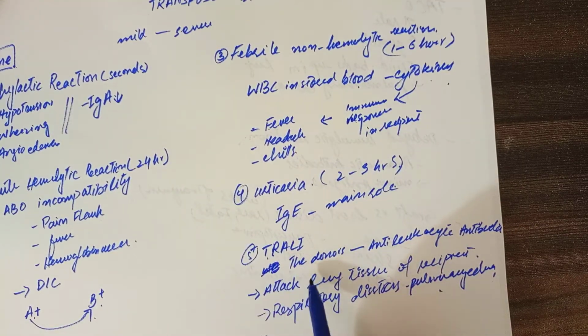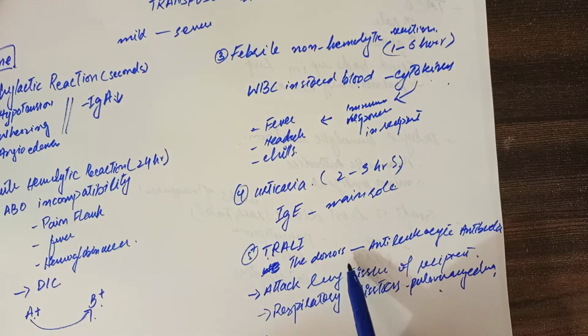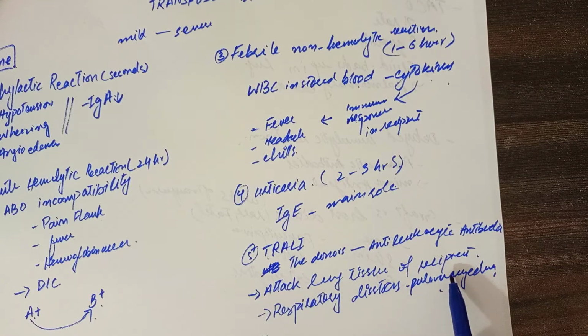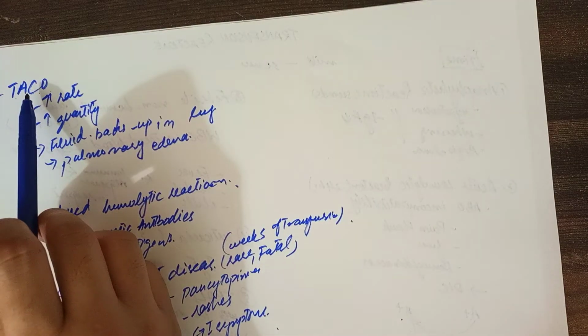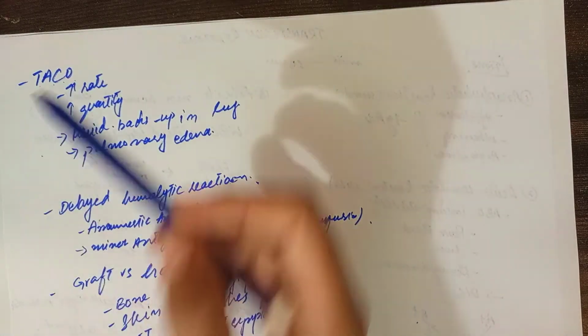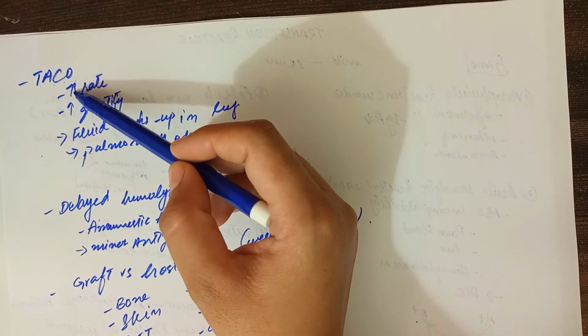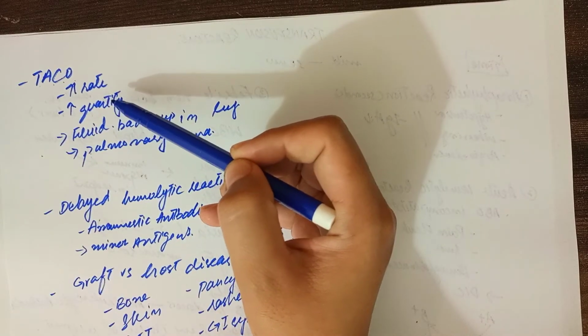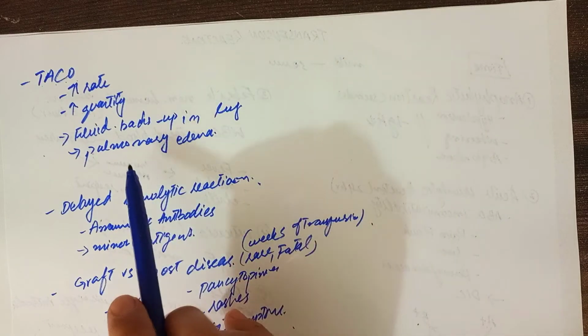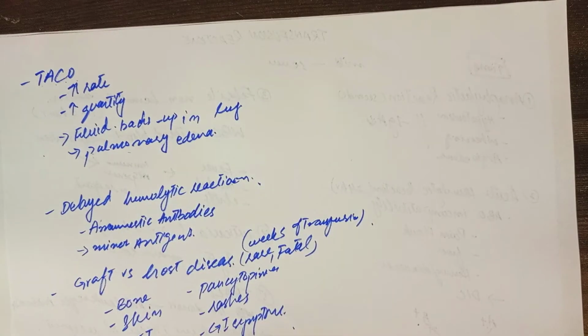And the fifth is TRALI. In TRALI, the donor's blood contains anti-leukocyte antibodies, and these antibodies attack the lung tissue of the recipient, leading to respiratory distress and pulmonary edema. The next is TACO, or transfusion associated circulatory overload. It occurs either when the rate of transfusion is too high, or the quantity of blood being transfused is too high, and the excess fluid backs up in the lung tissue, leading to pulmonary edema.